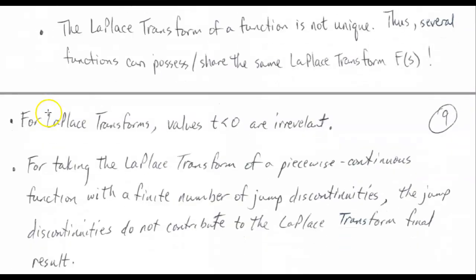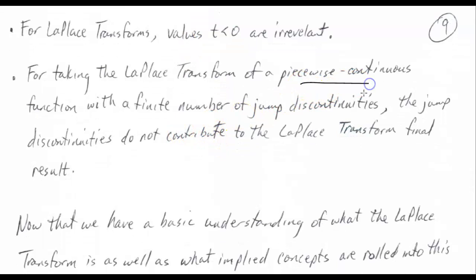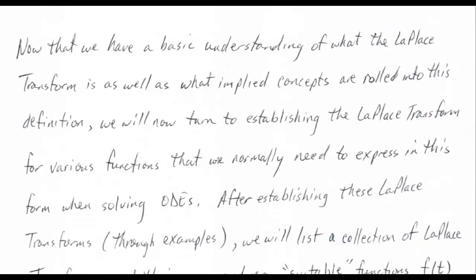We know that our values of t that are negative are irrelevant in our Laplace transform. We don't care about that at all. It doesn't make any practical sense to us, and mathematically the integral would diverge in that case anyway. We also know that if we're talking about piecewise functions, the jump discontinuities will not contribute to what the Laplace transform of a particular function f of t would be. So we do not worry about trying to figure out the Laplace transform at a jump discontinuity.